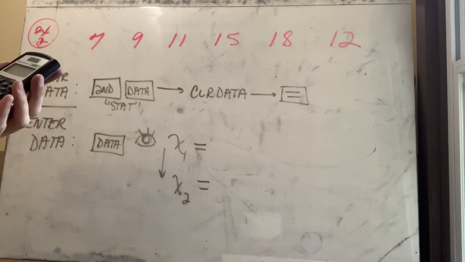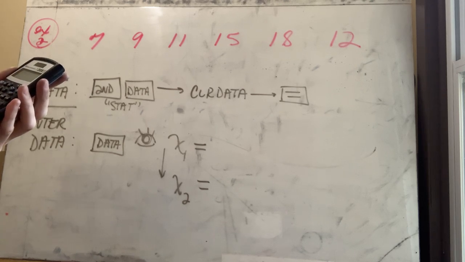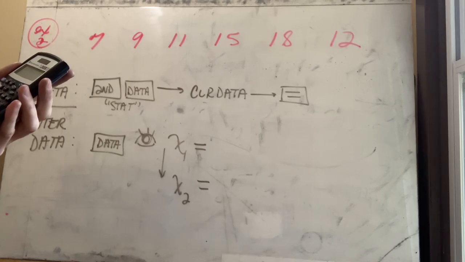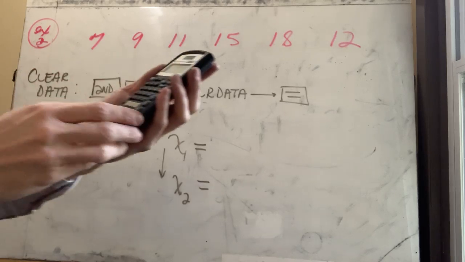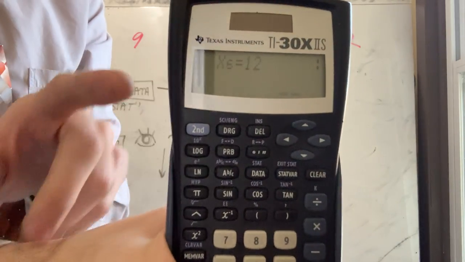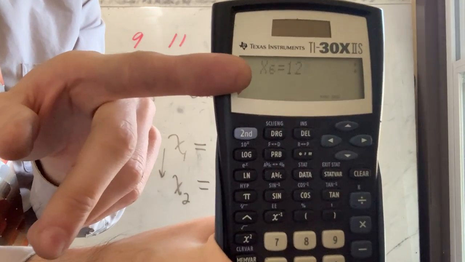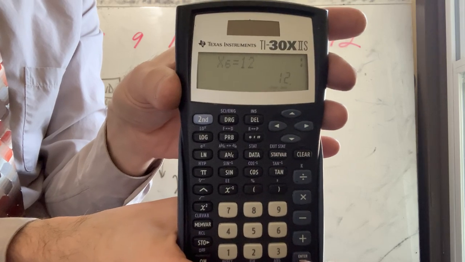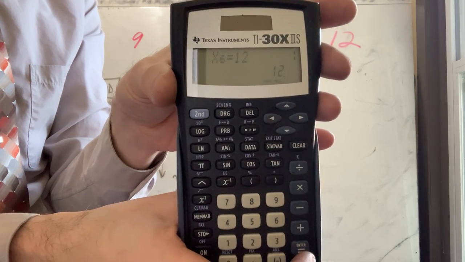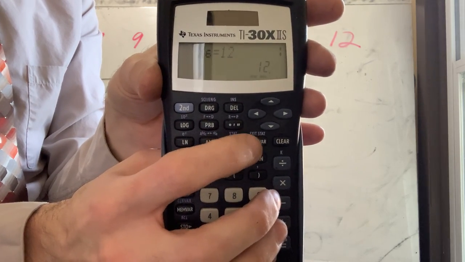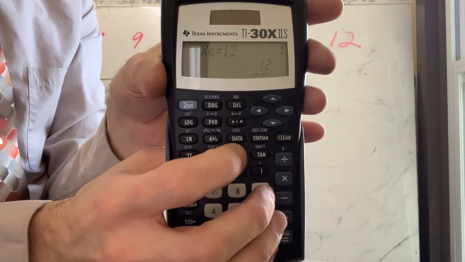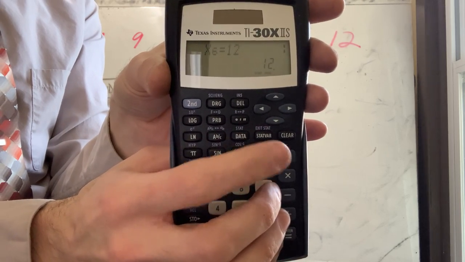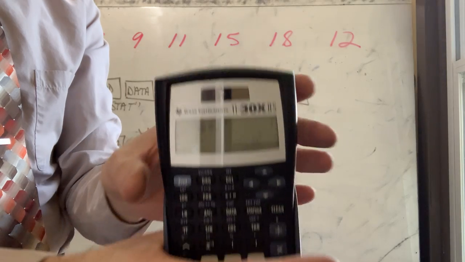That's it. I put the frequency wrong. Okay. 18, 12. Once you've gotten down to X6, you went to 12, of course. You don't have to really press enter, I just feel like doing that. Now, you want to engage StatVar, right? Actually, what I really should have done is made sure that it knew that I wanted one variable statistics first.